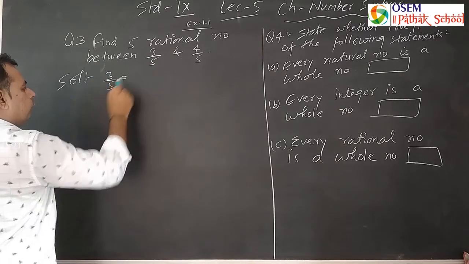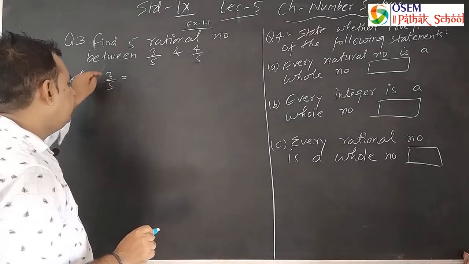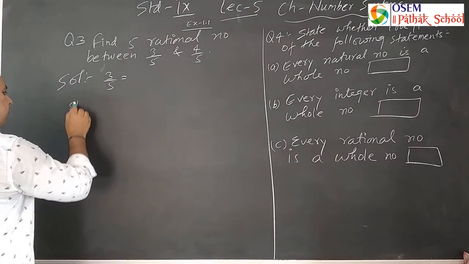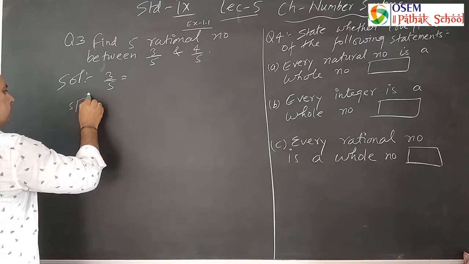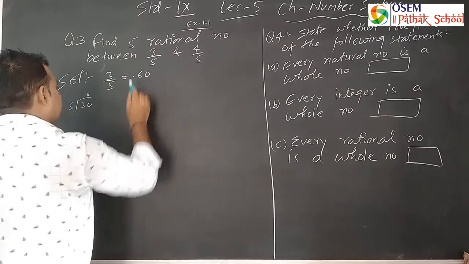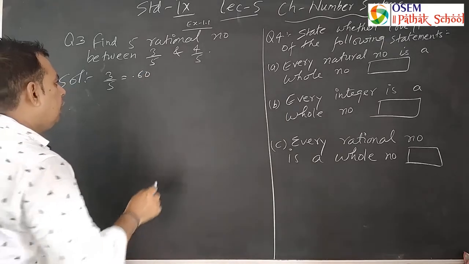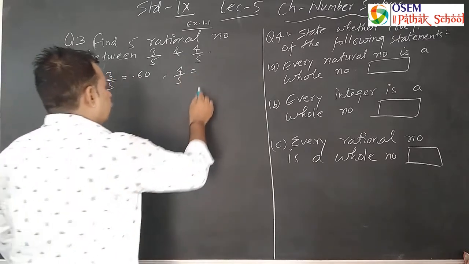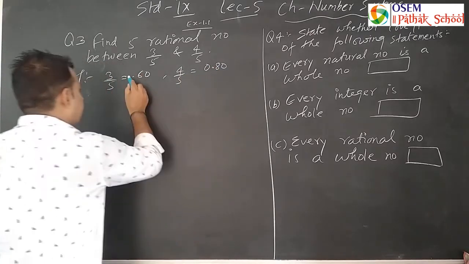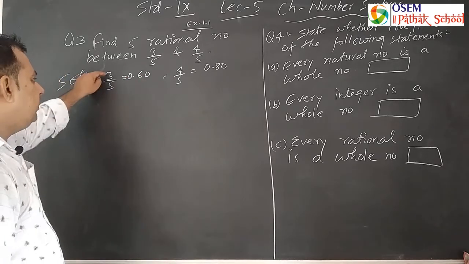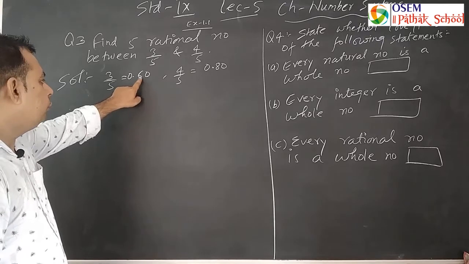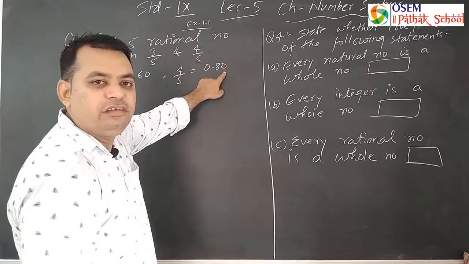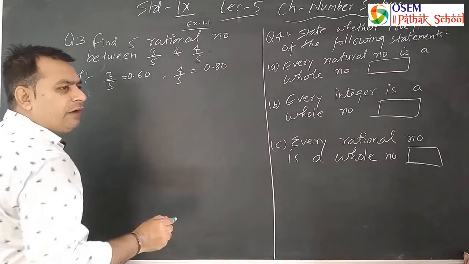3 by 5, when we divide 3 by 5, how much will we get? Just divide it and check it out. 3 divided by 5 is 0.60. And 4 by 5 means 0.80. This 3 by 5 can be written in the form of 0.60 and 4 by 5 can be written in the form of 0.80. Now, how much do we have to find out?